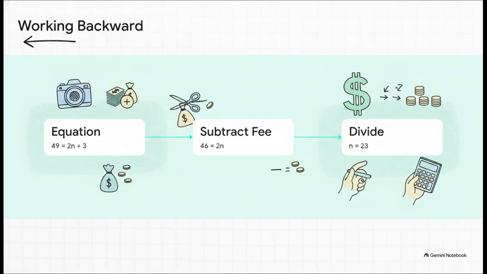First, we write the function out with our known output, 49 equals 2n plus 3. Next, we need to isolate our variable. We do this by peeling away the layers. We start by subtracting that $3 fixed fee from both sides, leaving us with 46 equals 2n. Finally, we divide that remaining $46 by the $2 cost per photo.